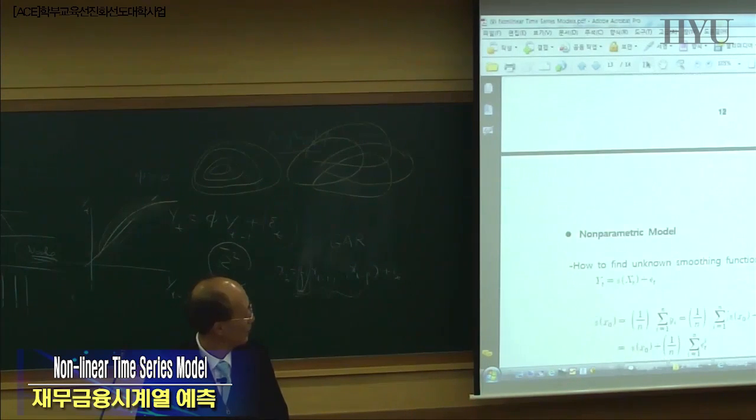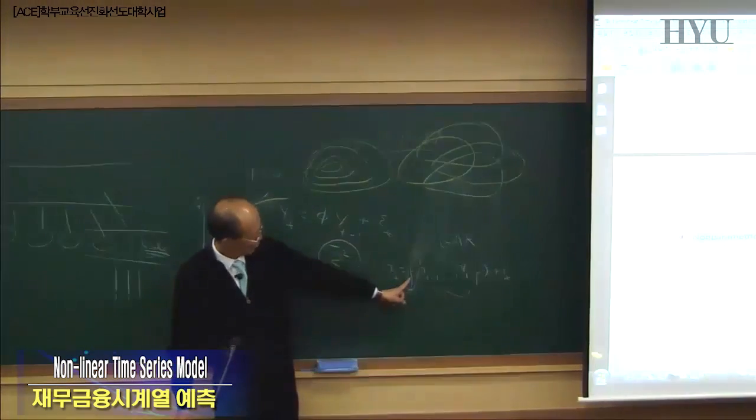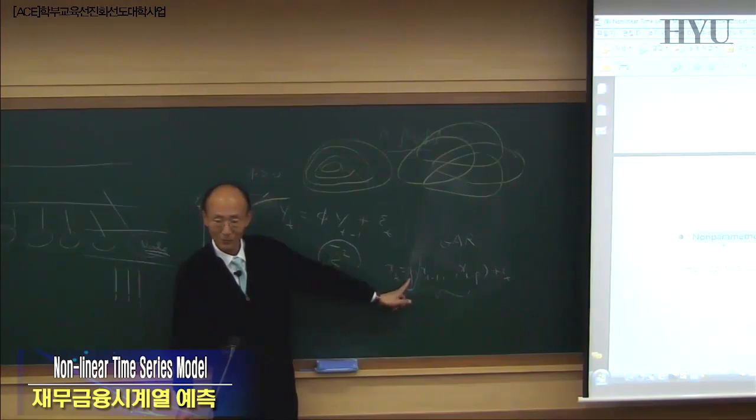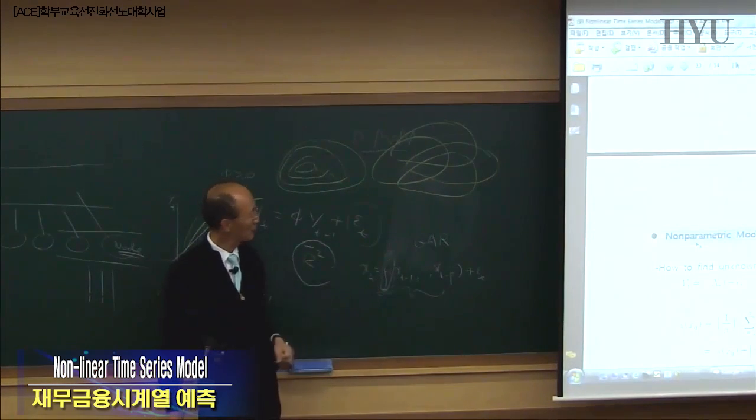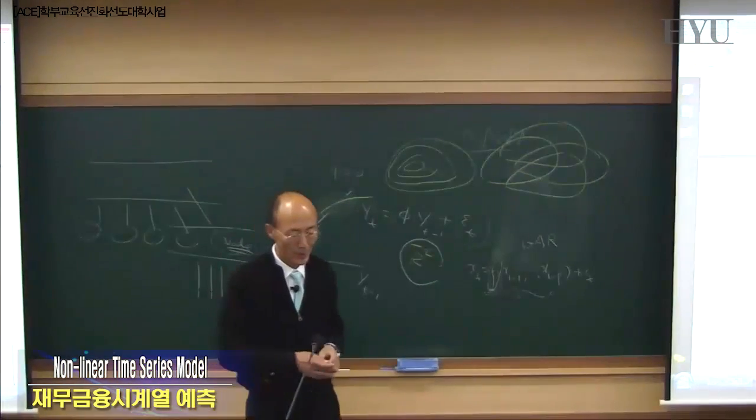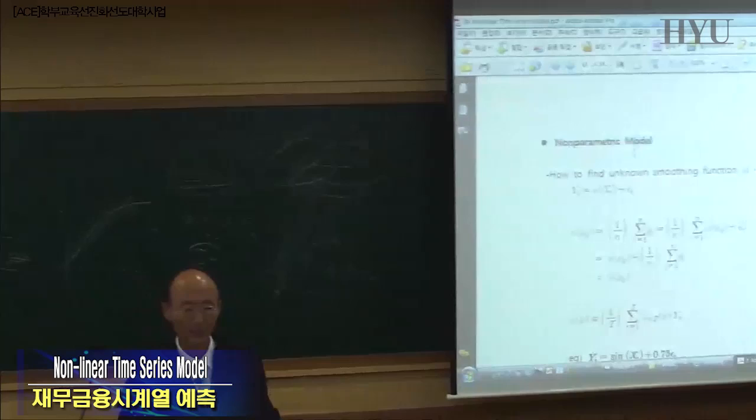Okay. When I come back next time, I will spend a little time to explain the non-parametric model. This one is also related to finding a smooth function for f, but it has a different approach than this one. Yeah, that's all I have to say for today. Any questions?